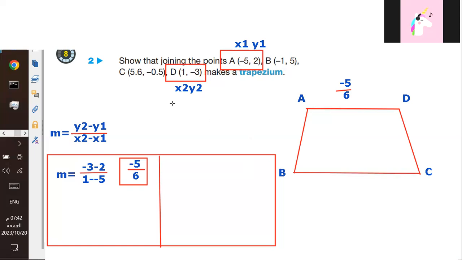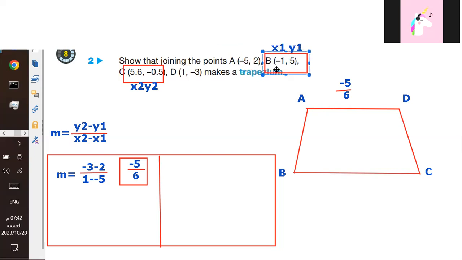Now I'm going to do the same and find the gradient of BC. I'm going to use the same things here. So let's move them here. You will find this is x1 y1 and this is x2 y2. Okay. So I'm going to use it for these points. You get the idea? Same idea. Now, I'm going to use the formula here. So m equals y2 minus y1. Y2 is here, it's minus 0.5. So it's going to be like this, minus 0.5, okay?